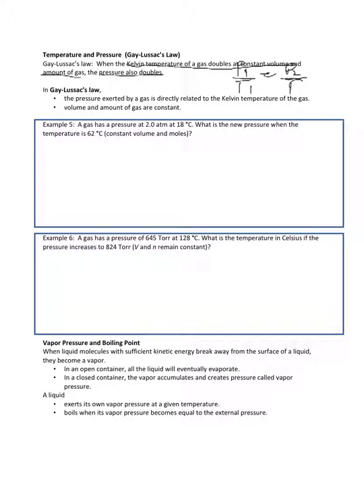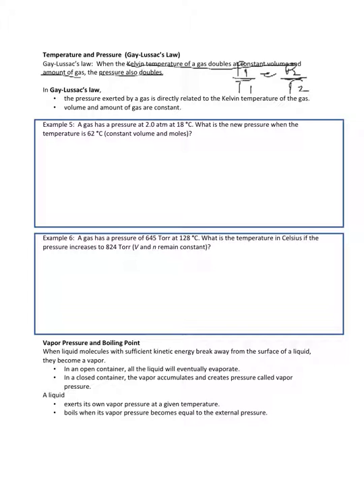So this law looks very similar to the last law, except now we're relating pressure and temperature. So again, the pressure exerted by a gas is directly related to the Kelvin temperature of the gas. Volume and amount of gas are constant. So let's look at a couple of examples.